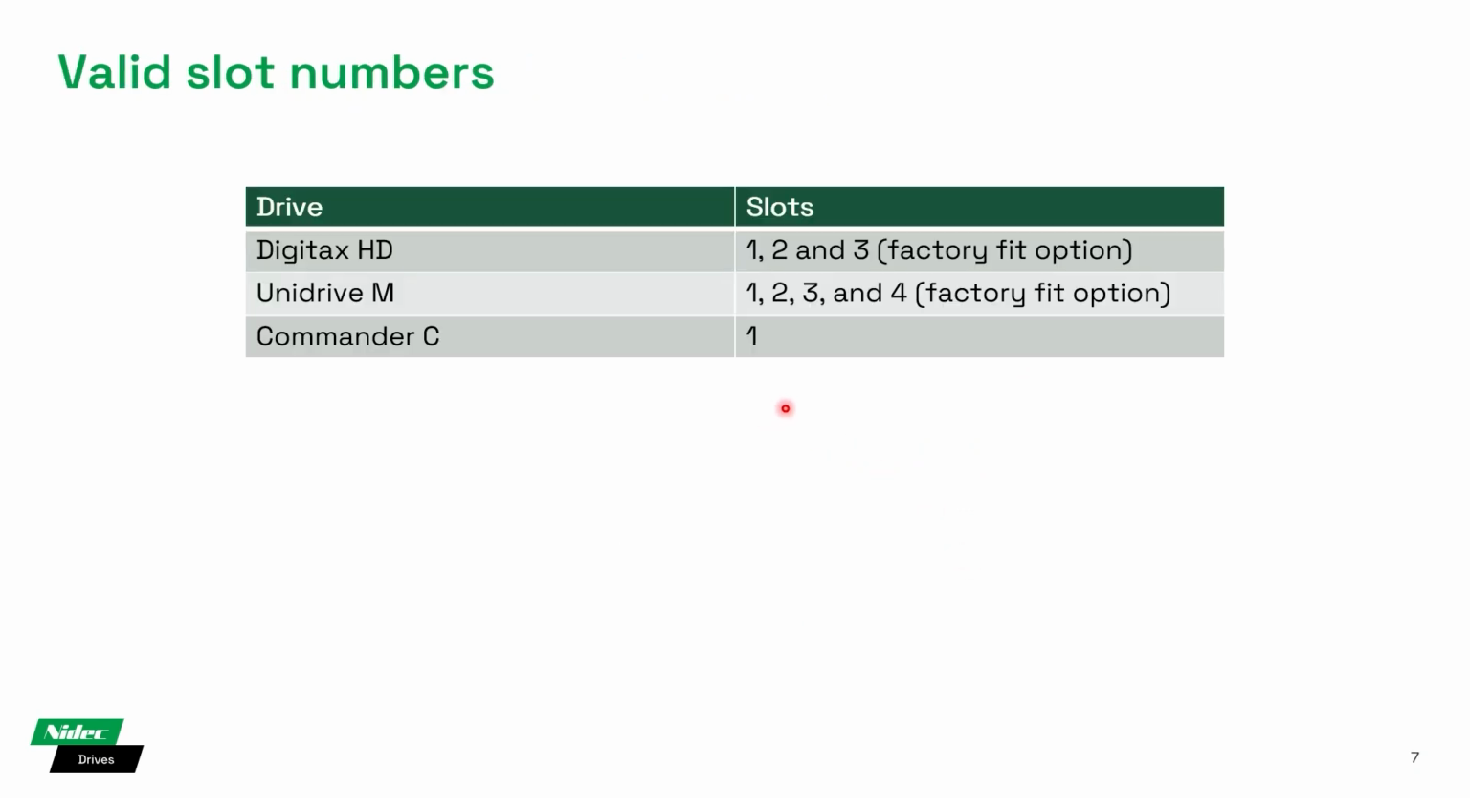So talking of the slots, this is how the slot numbers work out depending on the drive. If you've got a Digitax HD, it has two external slots that the user can put option modules in, and then a third that's for a factory fit option. So for example, if you've got a Digitax HD M753, that would be an EtherCAT option. If you have a Unidrive M, it's got three user slots, so you can put option modules in these first three, and then lastly it's got a factory fit option slot, which is number 4, so that might be something like an Ethernet option, for example.